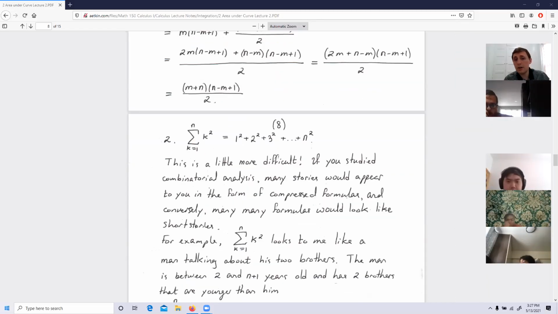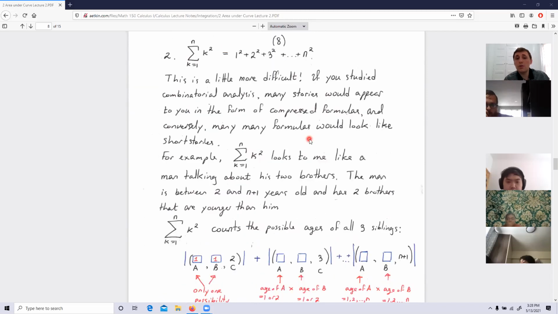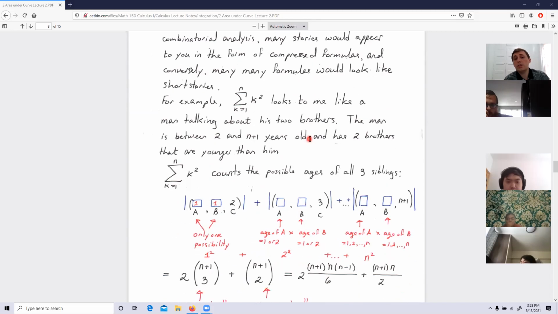This summation is now a bit more difficult, summation of the k-squares. So it's 1 squared plus 2 squared plus 3 squared all the way to plus n squared. Okay, so you can actually figure out what it is, guys.